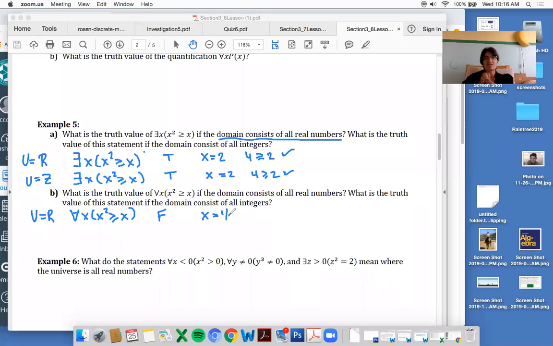So if I take x to be 1/2, then if I square it, this is not going to be bigger than 1/2. Actually, any value between 0 and 1 is going to break that. Everything else is fine. If I pick 1 and above, then the square holds. If I pick negative numbers, that's going to hold, but any real number between 0 and 1 is going to break it. How about if my universe is the integers?